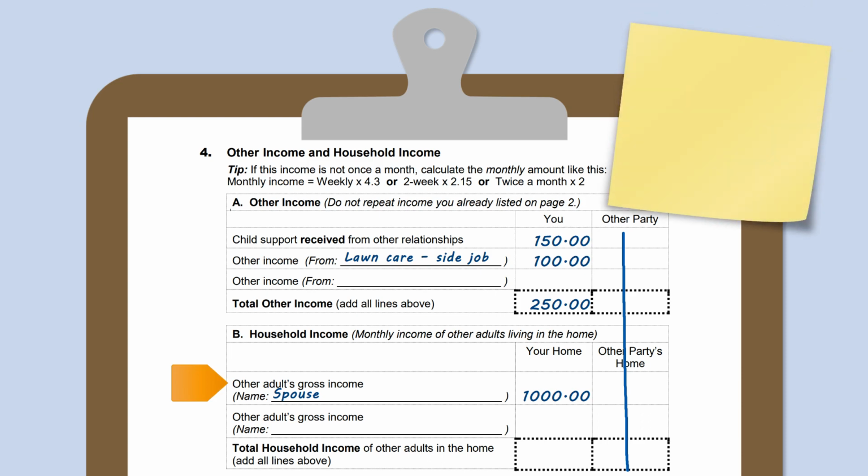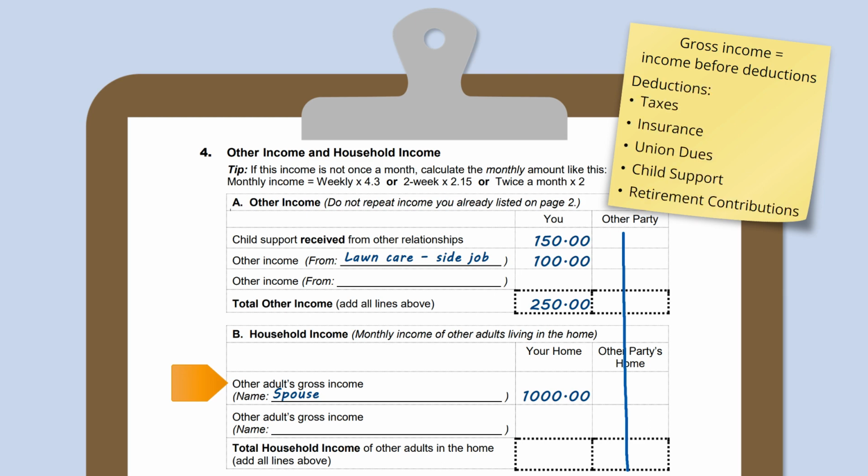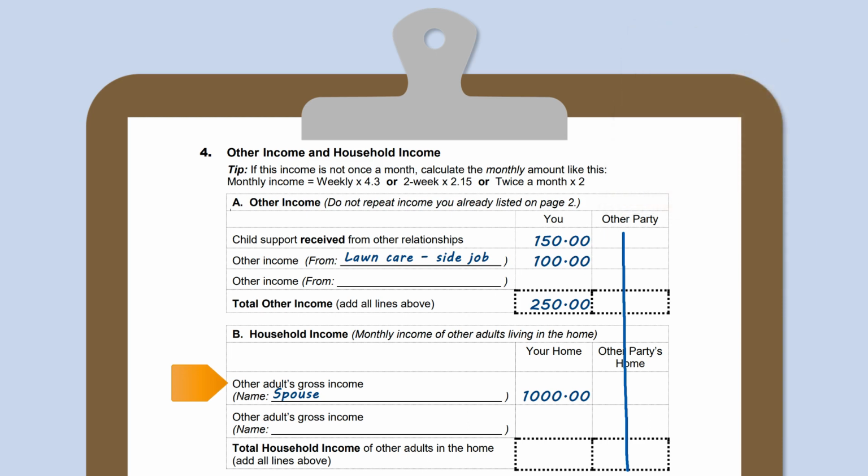Remember, gross income is the amount before deductions come out. Deductions are things like taxes, insurance, union dues, child support, and retirement contributions. Place the total in this boldly outlined box. If you are filling out the other party's income, pause the video now and repeat these steps for the other party column. Again, you are not required to fill out the other party column for the modification process to continue.